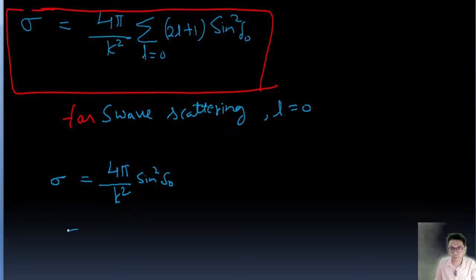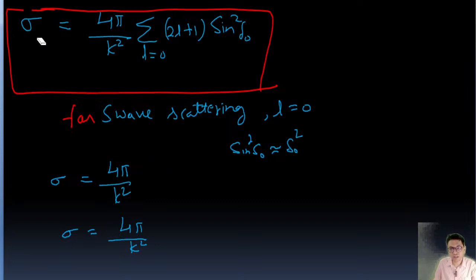Okay, so the sigma value is going to be 4 pi upon K square, because for S wave scattering, sine square delta is almost equal to delta square. So here we can write 4 pi delta naught square. Okay, so we'll put the value of delta naught.